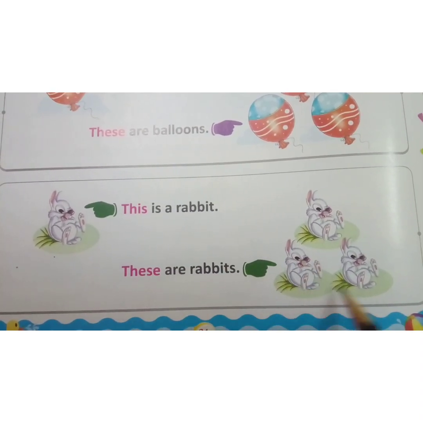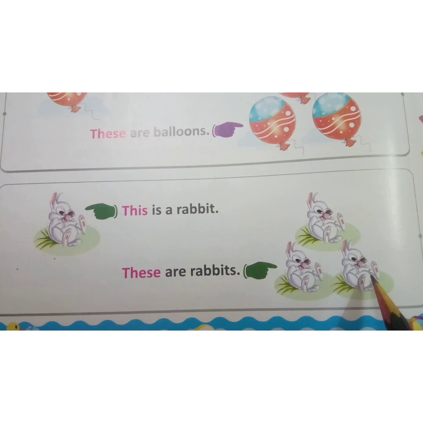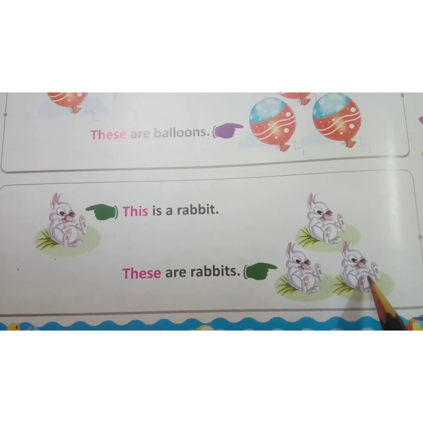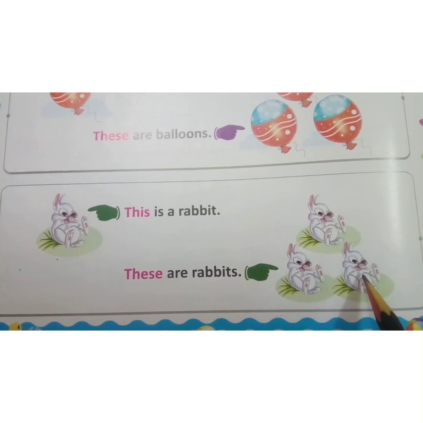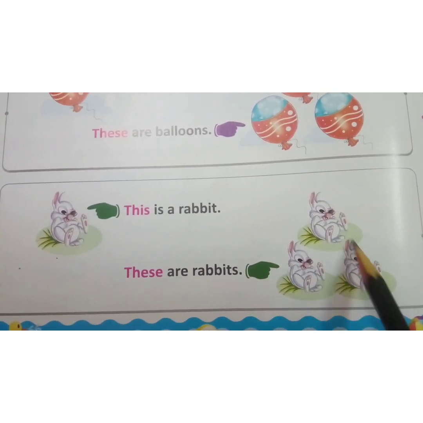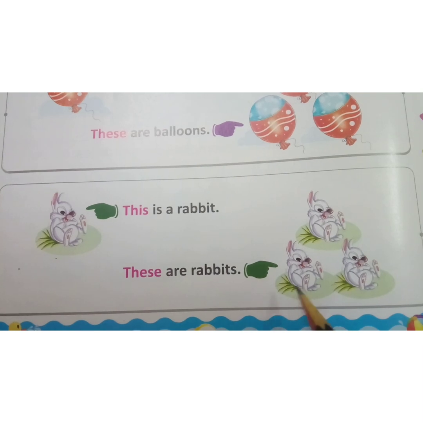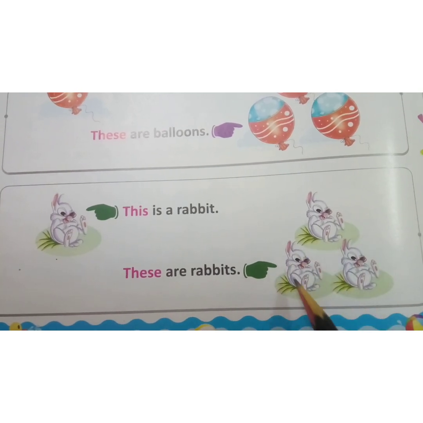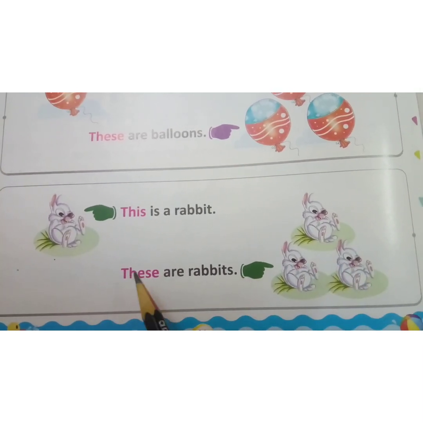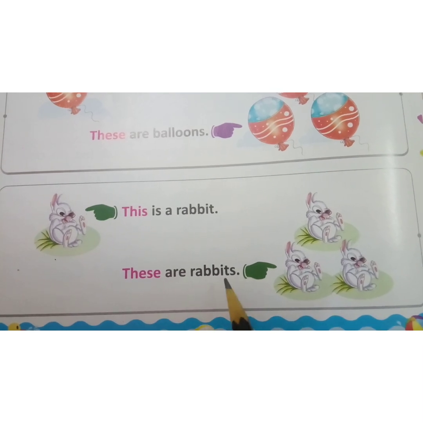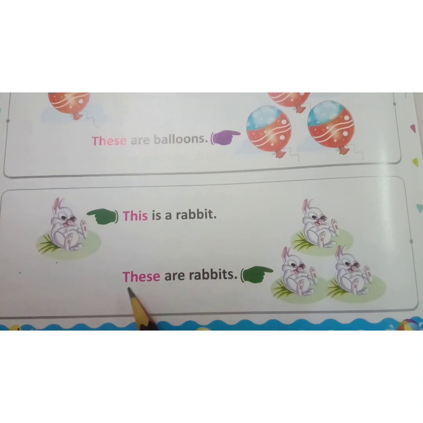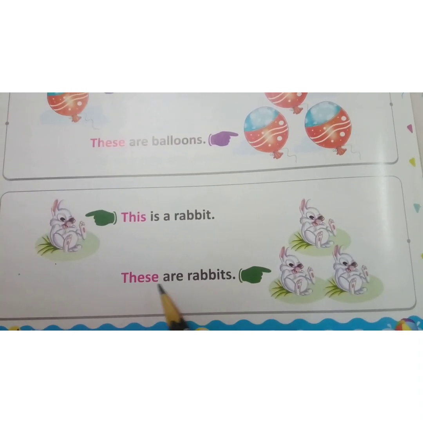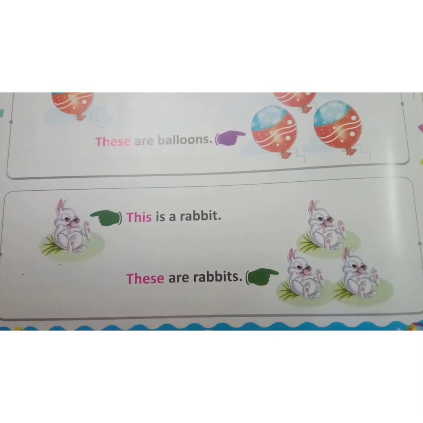And now children, how many rabbits can you see? One or many? More than one means many. 1, 2, 3. Many. Near many things. It's pointing near. Near many things means these are rabbits. These are rabbits.